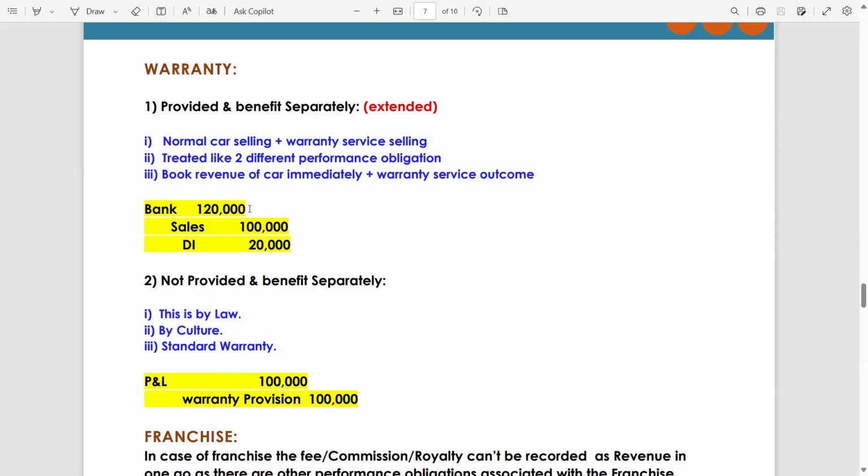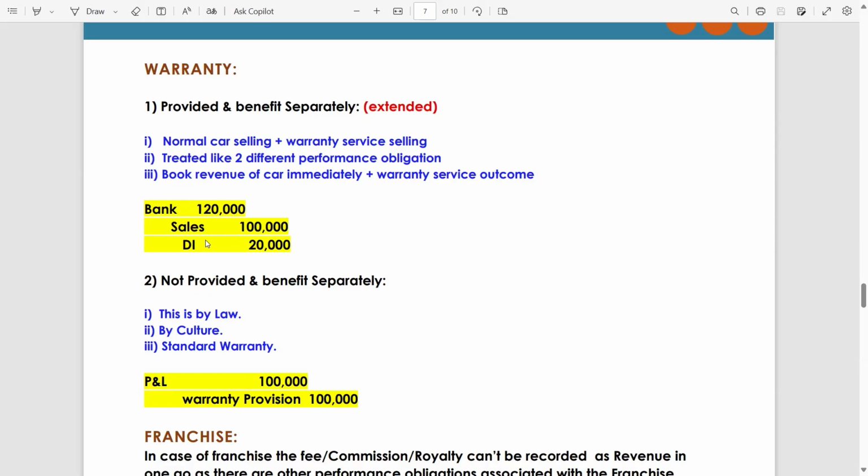Okay, I am a car showroom owner and whenever a customer comes to me for any car, I sell the car as well as warranty service. I offer them to take the car and warranty for 2 years at 1,20,000. In that case, I debit my bank because the customer pays me 1,20,000. But I book sales at 1 lakh. Why?